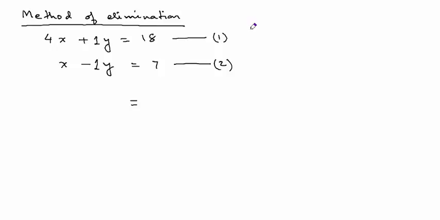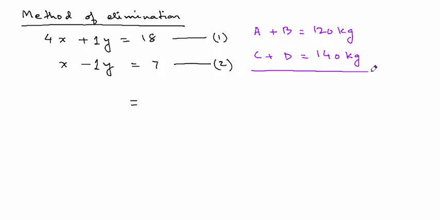Let's say there are four persons A, B, C, and D. And let's say the weights of A and B combined is 120 kilograms, and the weights of C and D combined is 140 kilograms. Now, if I were to ask you to find out the combined weight of all four persons, you know the answer is 120 plus 140, which is 260.